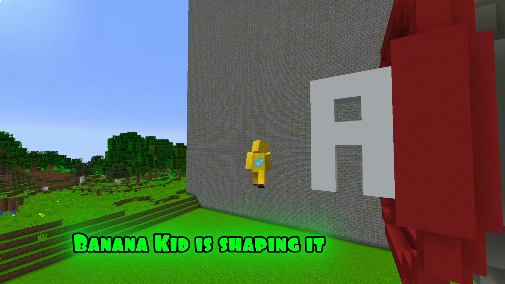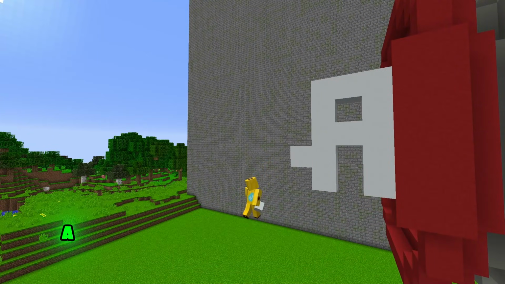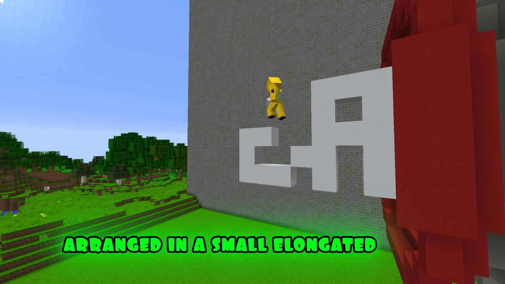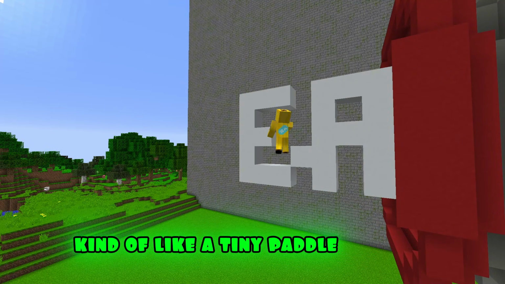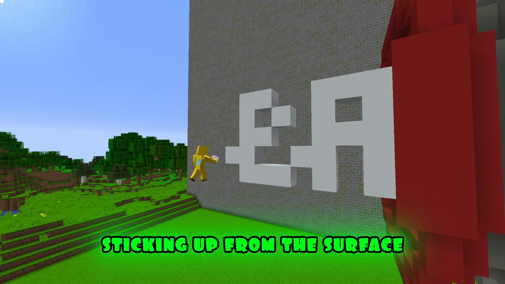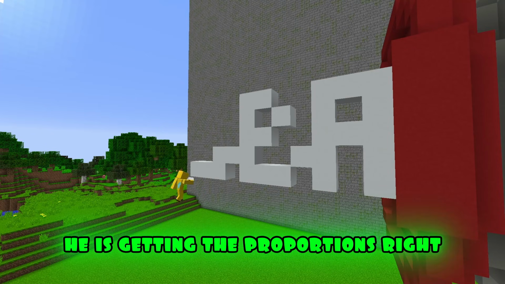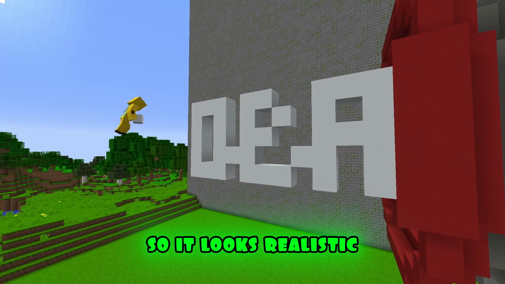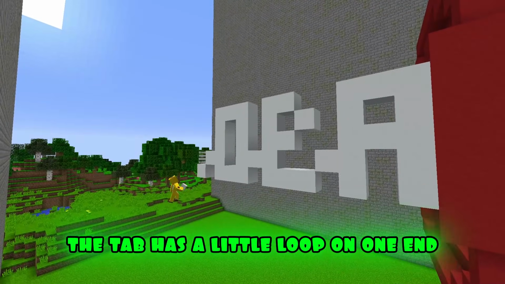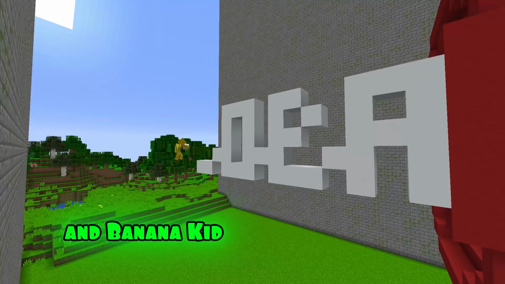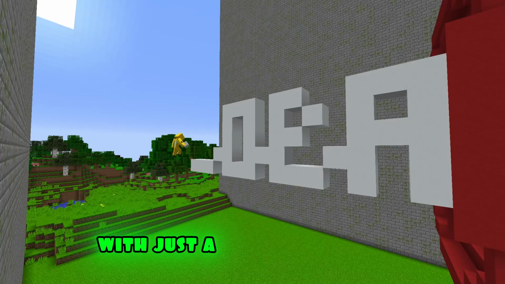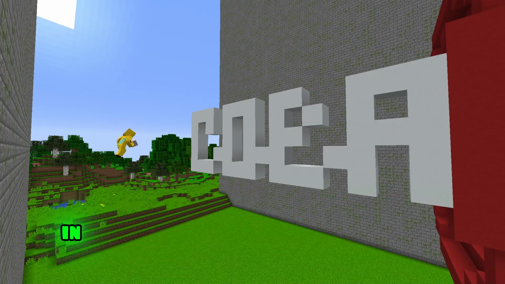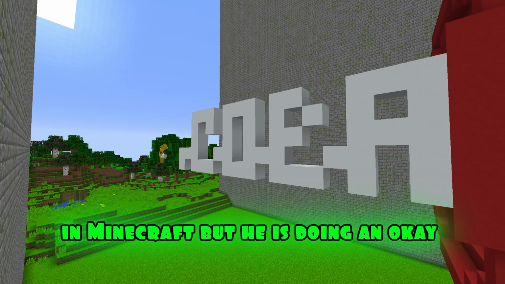Banana Kid is shaping it carefully. In Minecraft, a pull tab at this scale is just a few blocks arranged in a small elongated shape, kind of like a tiny paddle or lever sticking up from the surface. He is getting the proportions right, making it small enough relative to the big circle so it looks realistic. The tab has a little loop on one end where your finger goes, and Banana Kid is trying to suggest that shape with just a handful of blocks. It is not easy to make small details like this in Minecraft, but he is doing an okay job.